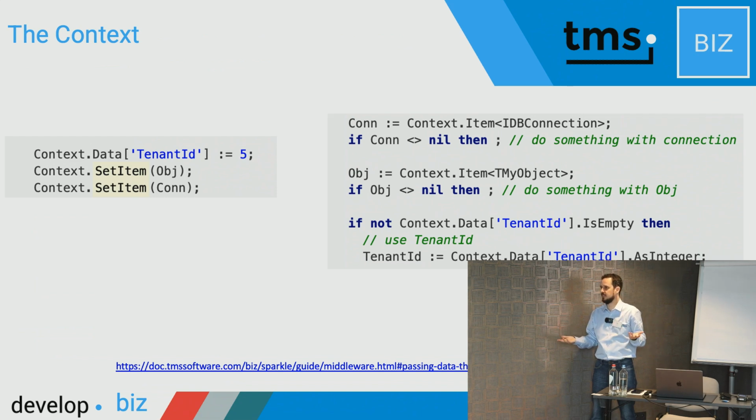It has meta information like the URL, the path that is being requested, and what the client is sending to you. And then you have this new concept that you can add your custom information to the context. In this example, I'm setting tenant ID to 5. Think of it as a global variable of your request. And you can set objects and interfaces.